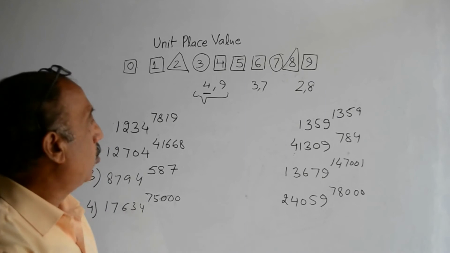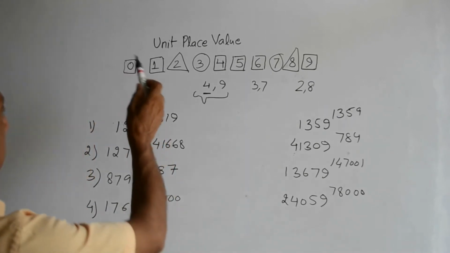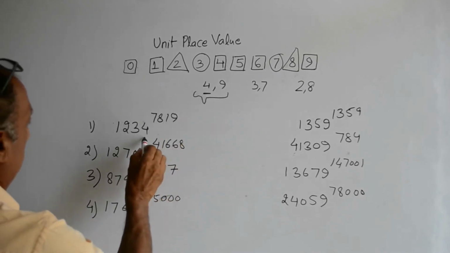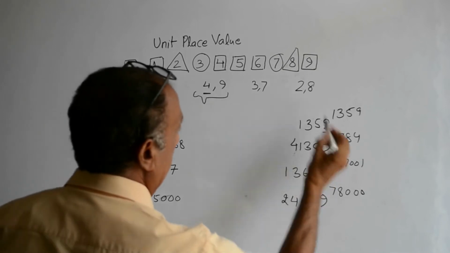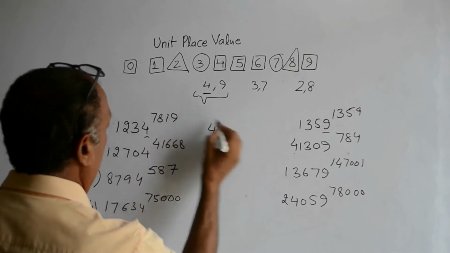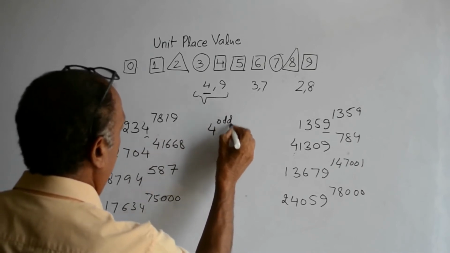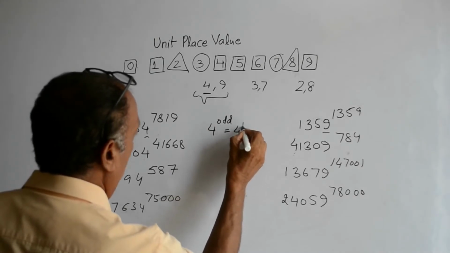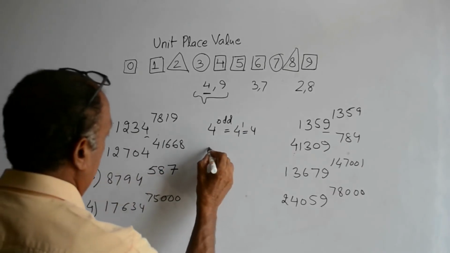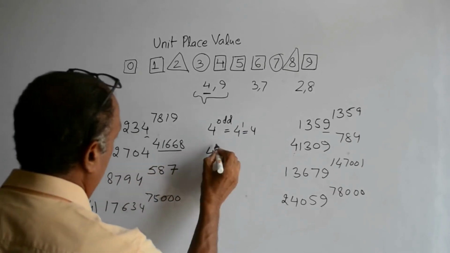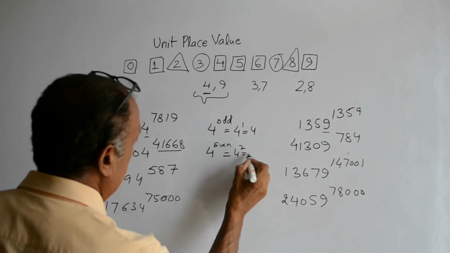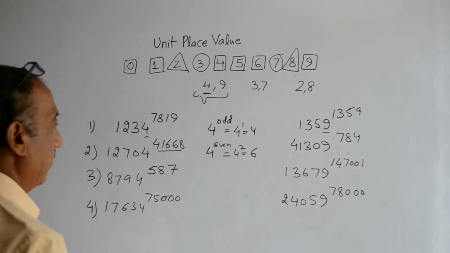Now let us do some practice to find out the unit place value of the numbers ending with 4 and ending with 9. 4 raised to power odd number is equal to 4 raised to power 1, which is equal to 4. 4 raised to power even number. Even means 4 raised to power 2, so the last digit of this expression will be 6.